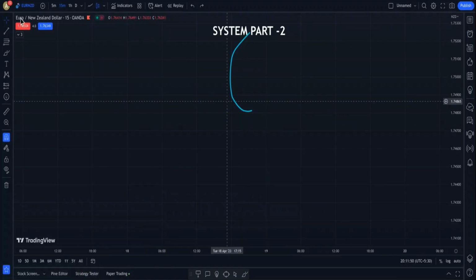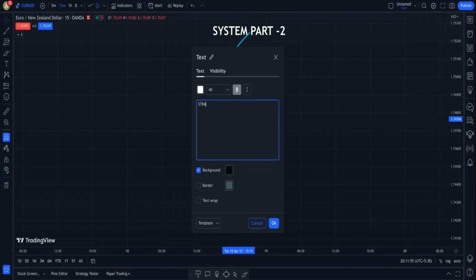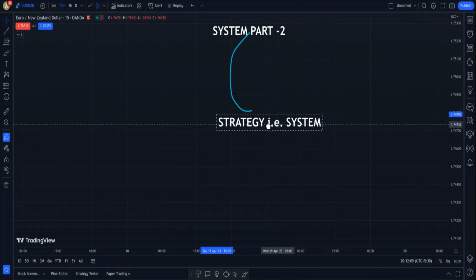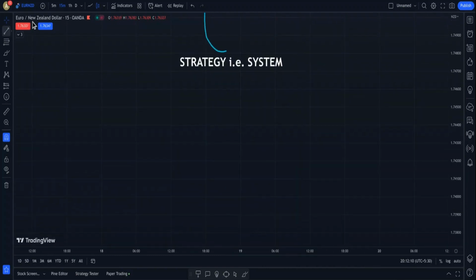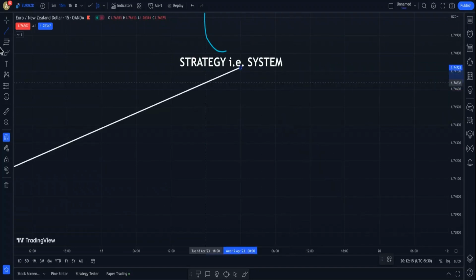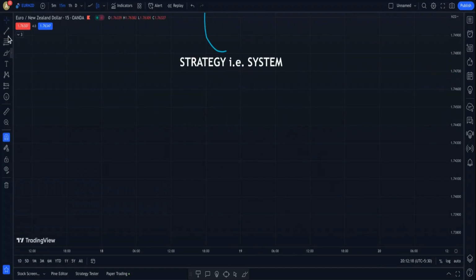Let's say you have a strategy, meaning a system, because in System Part 1 I told how to make a strategy. Now, in a strategy or system, what would be the things? When you are analyzing the charts, you will definitely get two things.